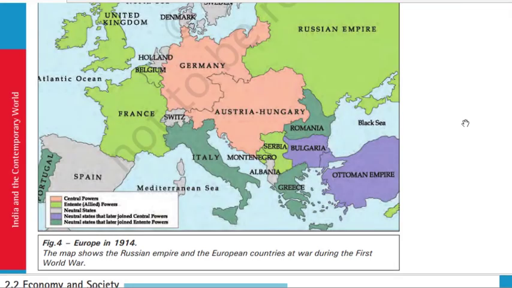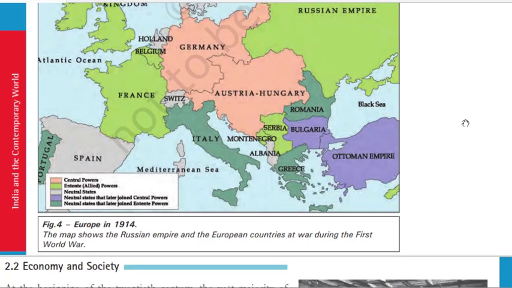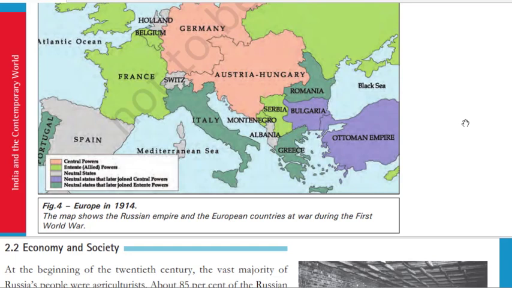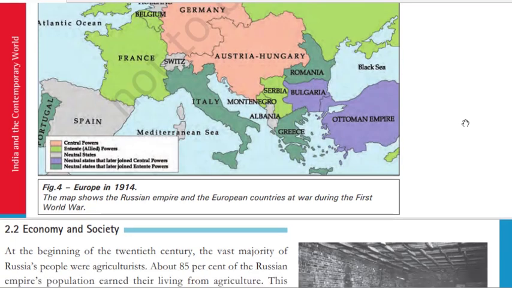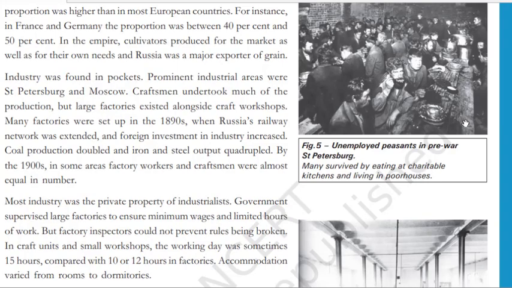Fig. 4. Europe in 1914. The map shows the Russian Empire and the European countries at war during the First World War. 2.2. Economy and society. At the beginning of the 20th century, the vast majority of Russia's people were agriculturists. About 85% of the Russian Empire's population earned their living from agriculture. This proportion was higher than in most European countries. For instance, in France and Germany, the proportion was between 40% and 50%.